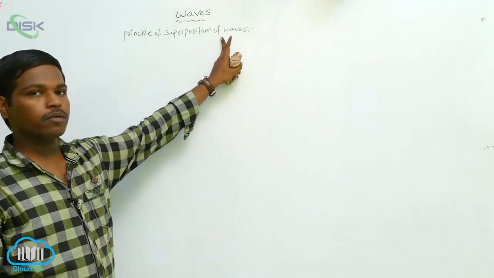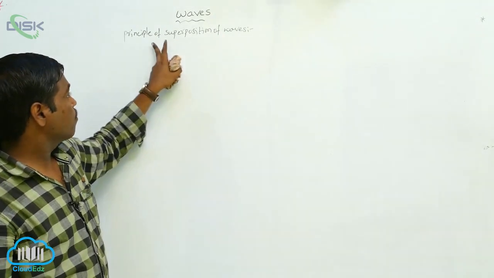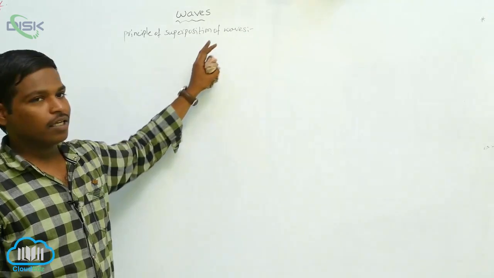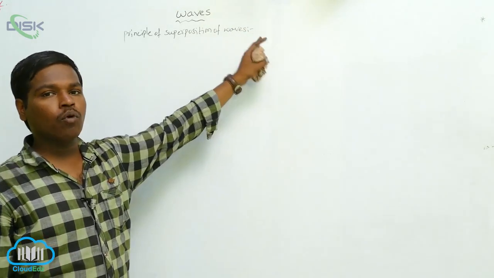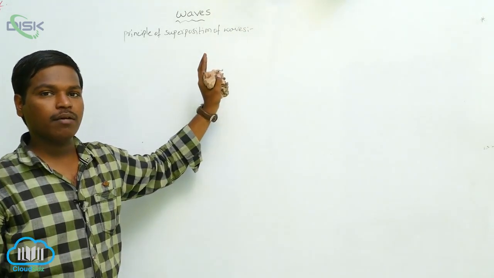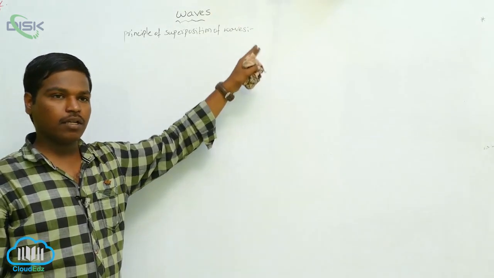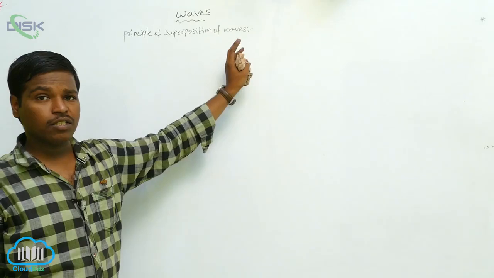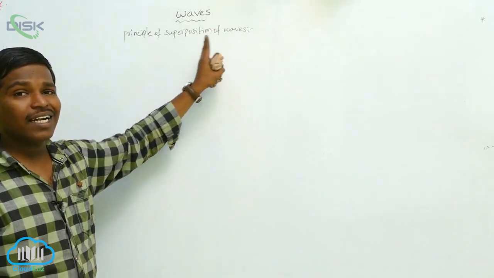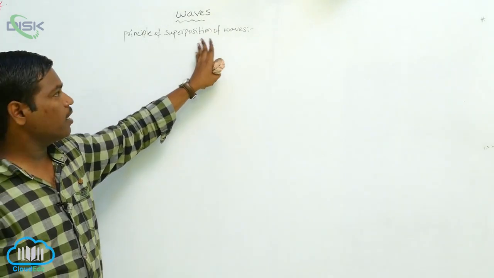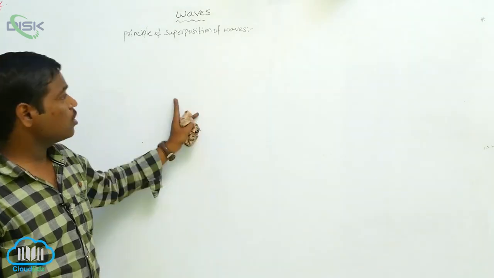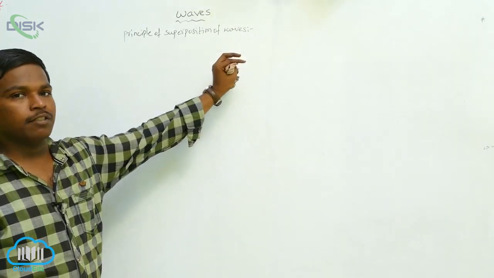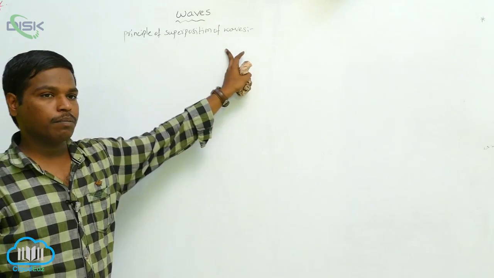Principle of superposition of waves. The principle of superposition of waves means that when two or more waves travel in a medium along the same direction or in the opposite direction, and they superimpose on each other, the resultant displacement is the algebraic sum of the displacements. This is called the principle of superposition of waves.